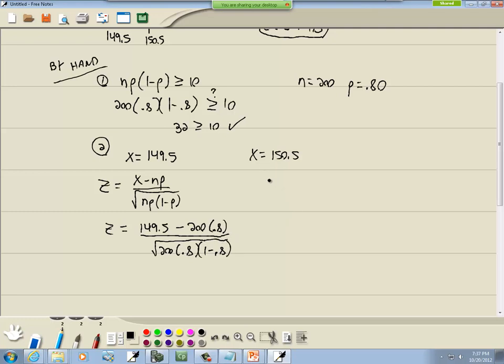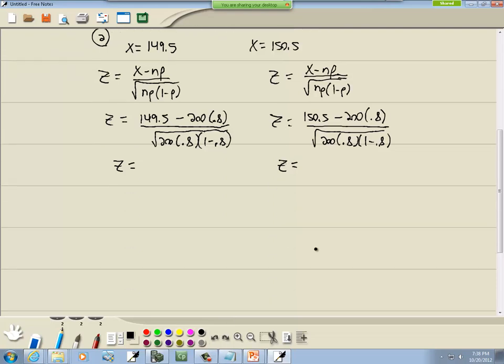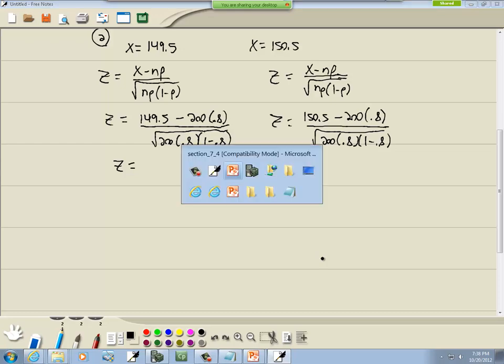And I have to do the same thing with this one. So x minus np over the square root of n times p times 1 minus p. So we get 150.5 minus 200 times 0.8 over the square root of 200 times 0.8 times 1 minus 0.8. Now, since we're going to be looking these up in our tables, and our tables are restricted to 2 decimal places, once I plug them in, that's all I'm going to worry about is 2 decimal places.